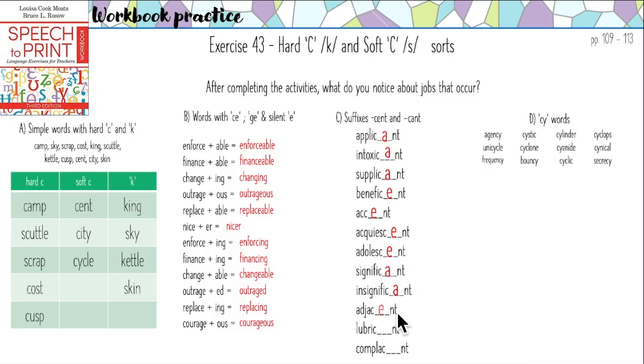Insignificant, we want the hard K. Adjacent, lubricant, and complacent. So hopefully you can see it all comes down to what we want that C to say, soft or hard. Then, of course, we have our last practice, which is D, which is the CI words. So we have agent C, unicycle, frequent C. So take a look at those and see, what do you see the job doing?